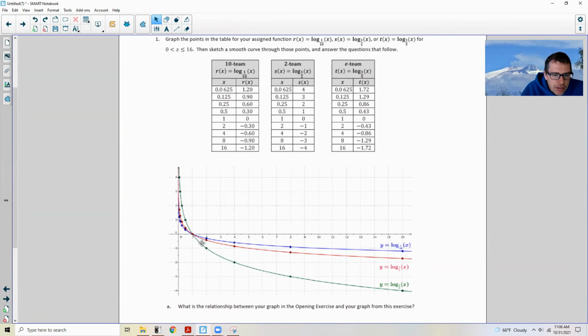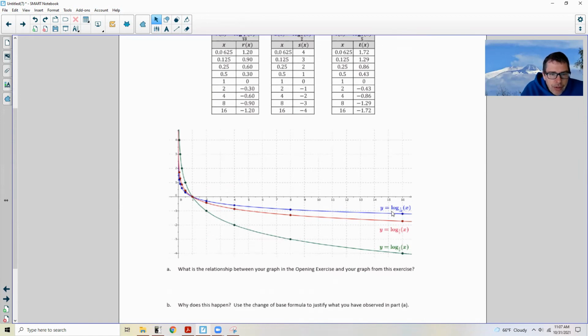Notice it looks like it's just flipped over the x-axis from the log of numbers that are greater than 1 with base greater than 1. So it's coming down from infinity, all crossing at (1, 0), and then decreasing. The bases that are closer to 1 decrease faster, and the bases that are closer to 0 decrease slower. So there are the 3 graphs.